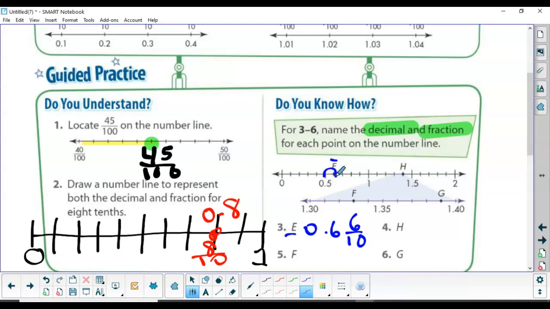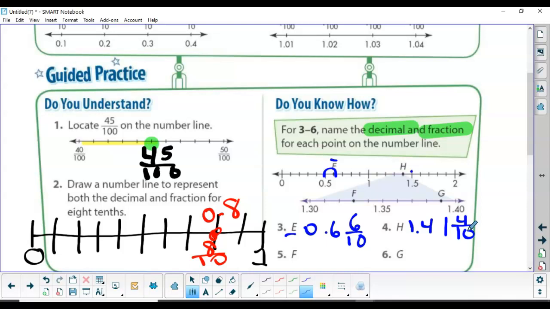Okay, let's find letter H. Now I see this is 1 and 5 tenths. So what is the one right before it going to be? 1 and 4 tenths.